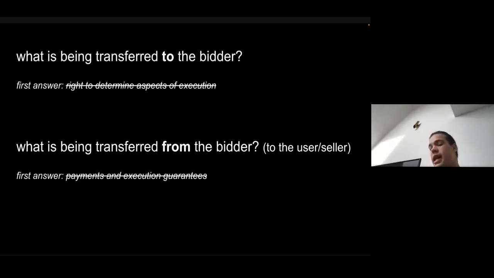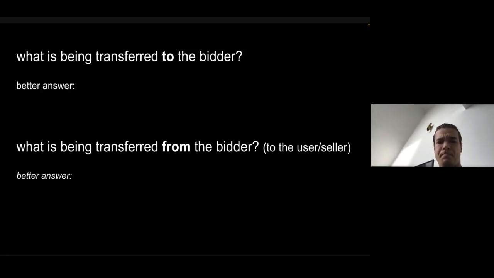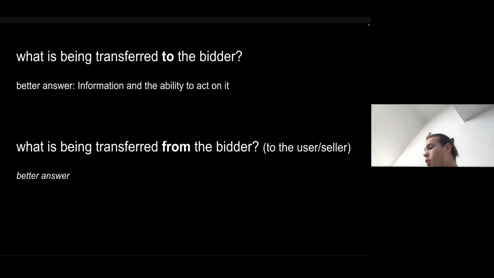Okay, so what better answers can we give than the answers that I tried to give earlier? So what is being transferred from the user to the bidder, or from the seller to the bidder? I would argue it's information and the ability to act on it, right? So yes, it is about action. It's about backrunning. It's about being able to execute in full disorder or whatever it is, right? But it's also about knowing that this is happening, right?